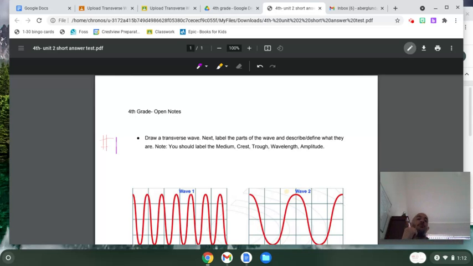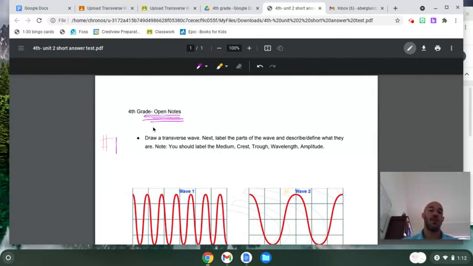Now this is open notes. Look at right here, open notes. Yay! So you can use any notes that you took in your science notebook. You may not talk with another classmate, but you may use your notes.